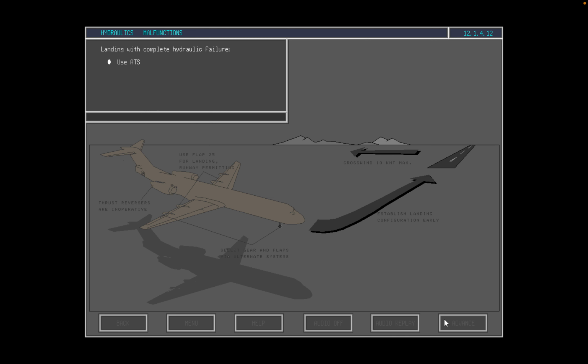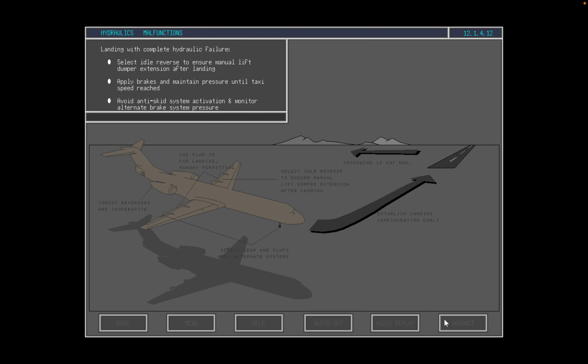Use the auto throttle system if available. If the auto throttle system is not available, the pilot not flying may control thrust levers during final approach and landing. Select idle reverse to ensure manual lift dumper extension after landing.